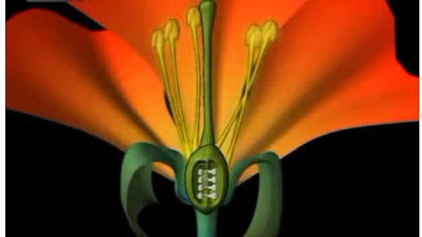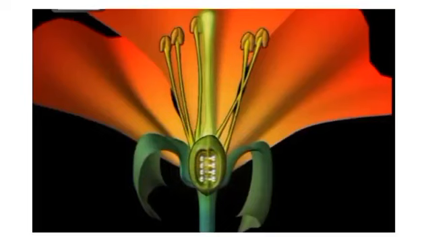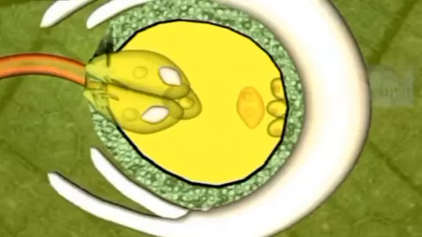The stamen produces pollen grains that are yellowish in color. Carpels are present in the center of the flower. It is made up of three parts. The swollen bottom is the ovary. The middle elongated part is the style. And the terminal part, which may be sticky, is the stigma. The ovary contains ovules and each ovule contains an egg cell.